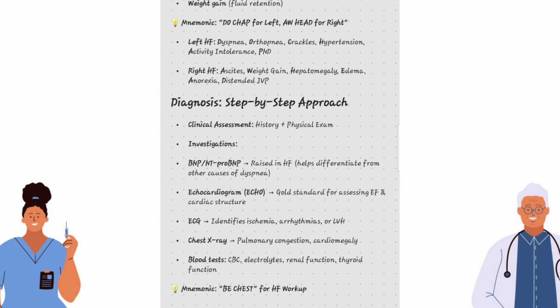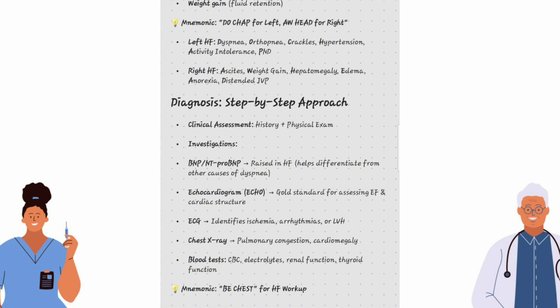Then you also have to check the physical exam. Then you will also have to do your investigations. You're going to run investigations like brain natriuretic peptide, that's the BNP. It's usually elevated in heart failure. It will also help you differentiate the other causes of the dyspnea, because if a patient has dyspnea, there are other things that could cause it.